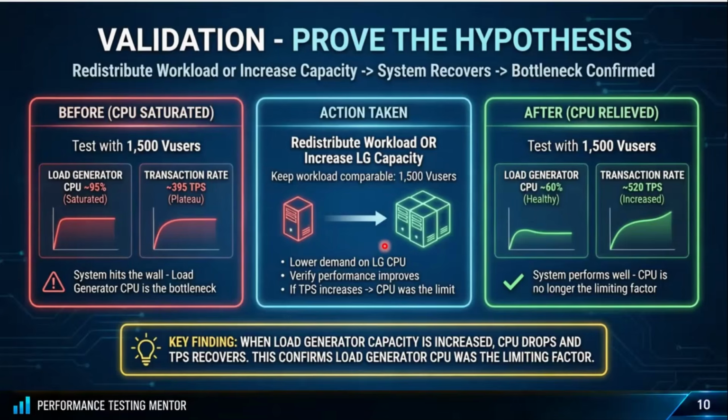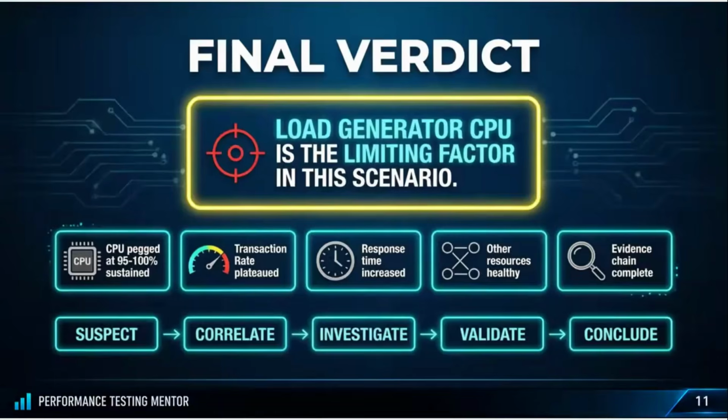So I compare before and after. Before, at 1500 virtual users, LG CPU is approximately 95%. Transaction rate is approximately 395 TPS. After, at 1500 virtual users, load generator CPU is lower and transaction production increases or recovers. If the previous limitation disappears or moves when load generator capacity changes, that gives us much stronger evidence that the load generator was limiting the workload. That's the validation step. So let's answer the interviewer.